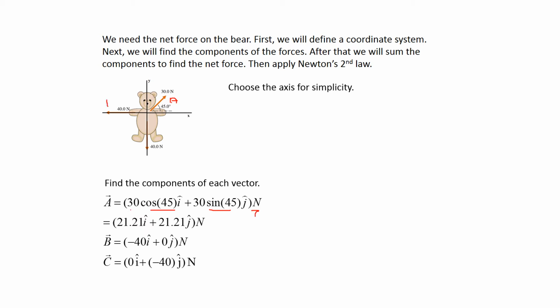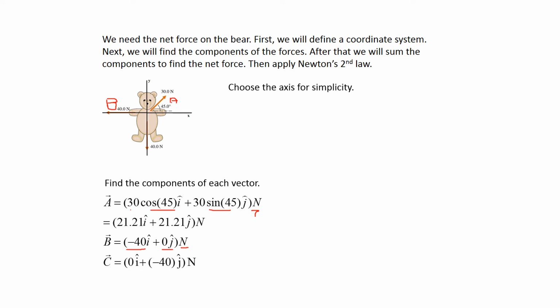Vector B, which I have labeled as the vector pointing parallel to the negative x-axis, has a negative 40i and 0j. It has no y direction component. It's on the negative x-axis. So the vector B reduces to components of negative 40i newtons.